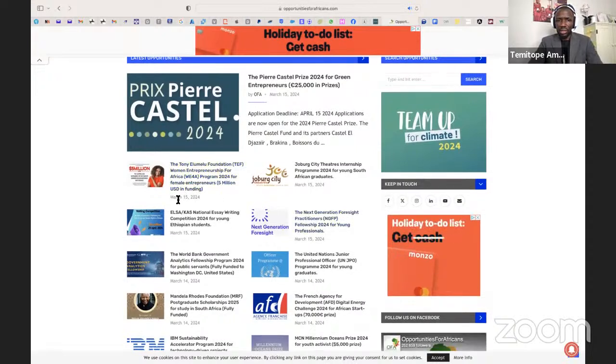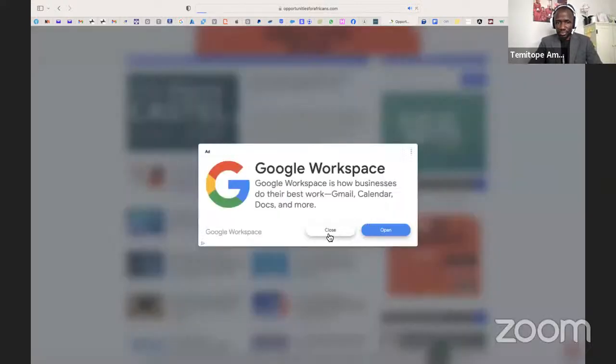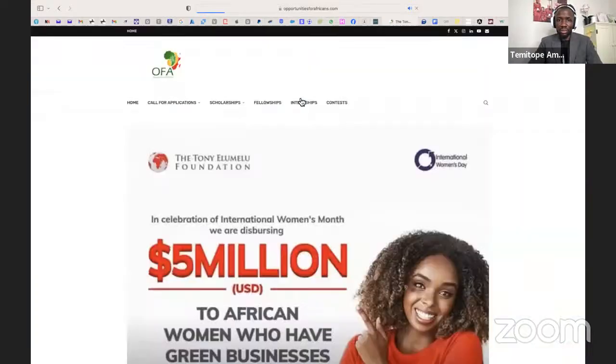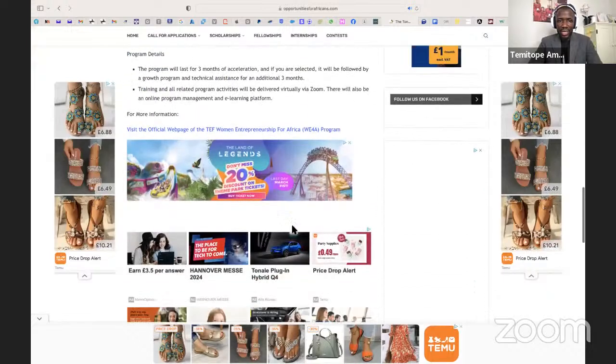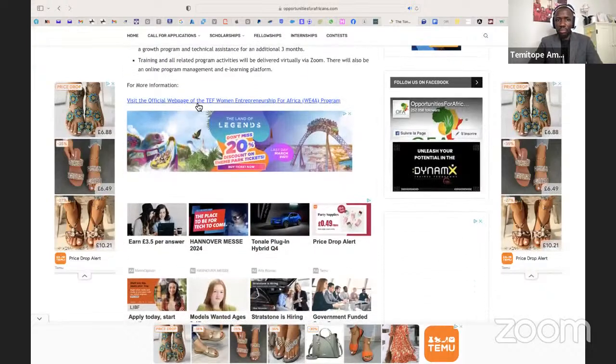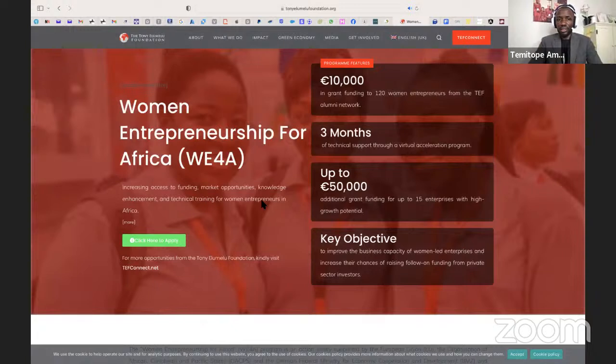This was released on March 15, and I think I shared this also on my Facebook page, as regards the $5 million grant that Tony Elumelu is doing for women. So you can click on this page and read more about that grant. When you finish reading about it, at the end, you will see the official page where you could apply, which will take you straight to the Tony Elumelu grant page. And here it is. So click here to apply and you start the application.